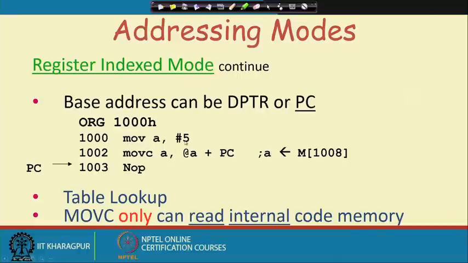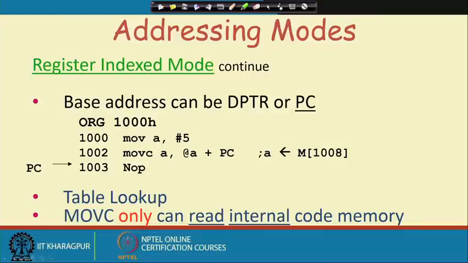Like MOV A, #5, then 1000 to, we have MOVC A, @A+PC. So A plus PC will give the memory location 1008. This instruction is at 1000, and after it has been fetched, the PC value is 1003. With that 1003, this 5 will be added, so it becomes 1008. That way we have the content of memory location 1008 available in the A register.